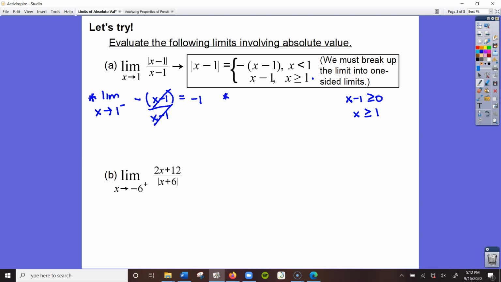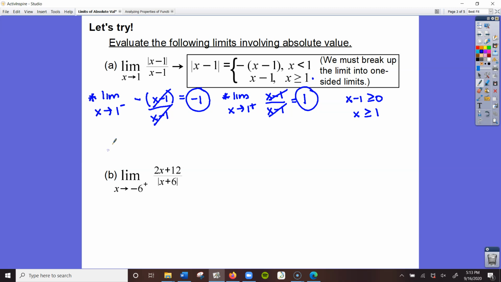Now I'm going to go ahead and find the limit as x is approaching 1 from the right of this particular function. Since this is from the right, I'm going to use the positive x minus 1 to replace the absolute value part of my function. And remember that the absolute value part is over x minus 1, so I have to put it over x minus 1. Now we can see that the x minus 1's would cancel, and we're left with an answer of 1.